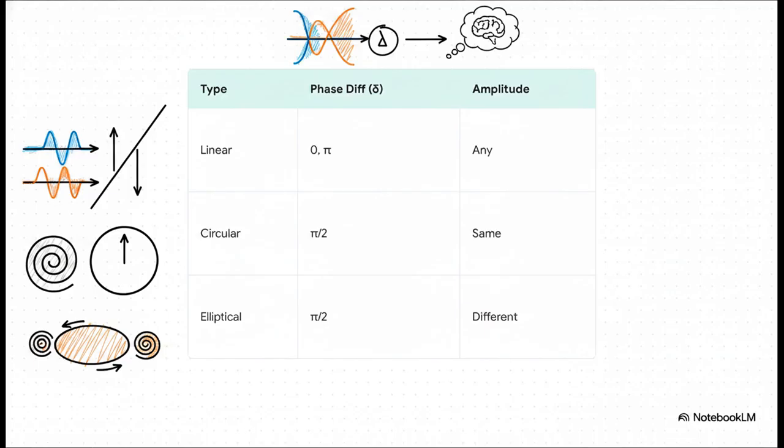Let's break this down like we're standing at a blackboard together. The state of polarization ultimately comes down to 2 orthogonal plane waves combining. The final type of polarization depends entirely on their phase difference, which we call delta, and their amplitudes. For linear polarization, that phase difference delta is exactly 0 or pi. But if delta is pi over 2, meaning a 90-degree phase shift, and the amplitudes are exactly the same, boom, you get circular polarization. Now, what if that phase difference is still pi over 2, but the amplitudes are different? That is when the light wave rotates as elliptical polarization. Make sure you memorize how this delta dictates the shape.